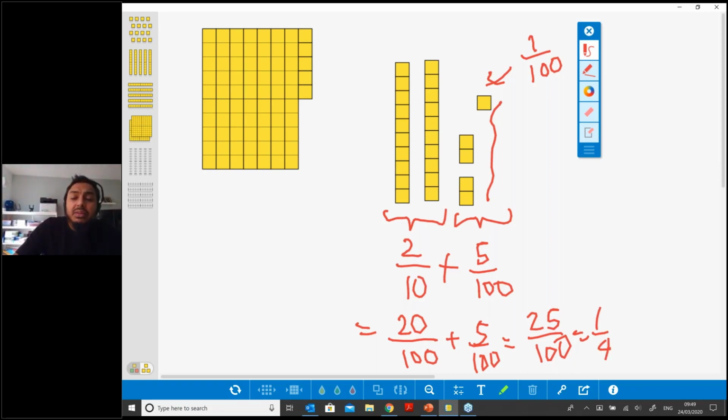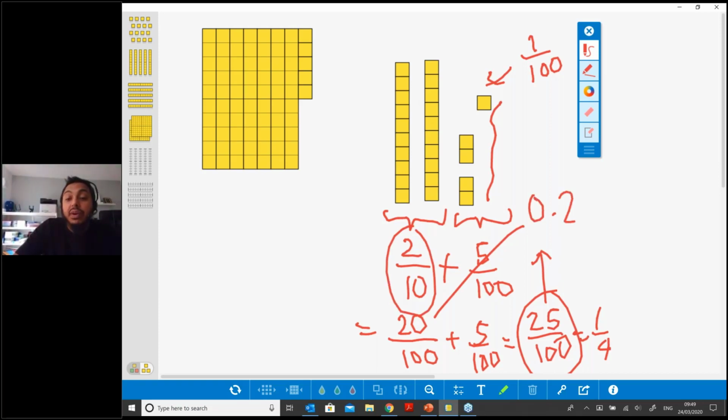But 25/100ths, that's going to be easy for us to do now, right? 25/100ths is 20/100ths, which is 2 tenths, so 0.2, and 5/100ths makes 0.25. Remember the columns? This is the tenths column, and this is the hundredths column. And that's how we can make sense of why a quarter is 0.25.